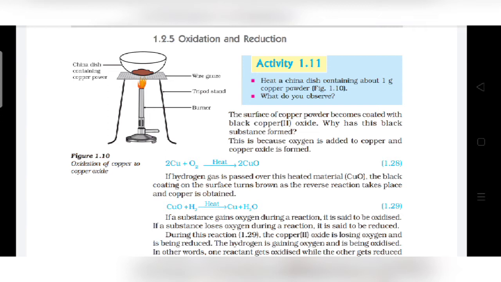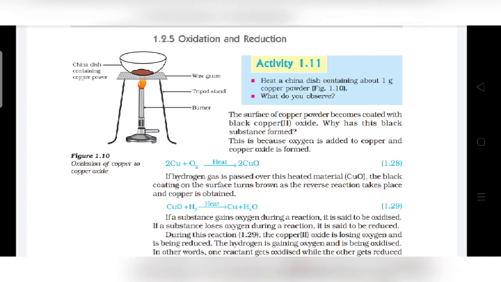Heat a china dish containing about 1 gram of copper powder, that is shown in figure 1.10. What do you observe? So the surface of copper powder becomes coated with black copper oxide. Why has this black substance formed? This is because oxygen is added to copper and copper oxide is formed. Let's see in the reaction form, copper plus oxygen in presence of heat, it will form copper oxide.